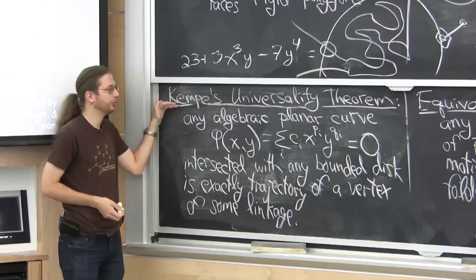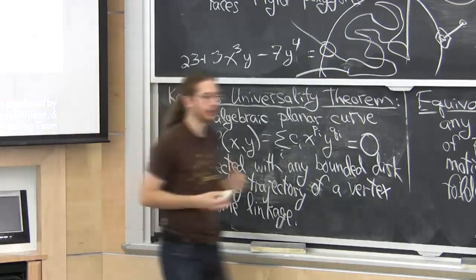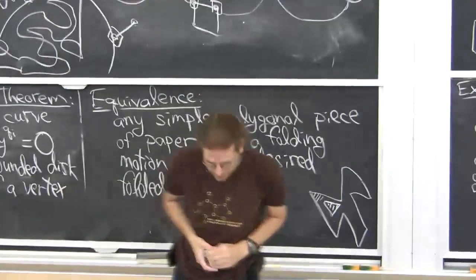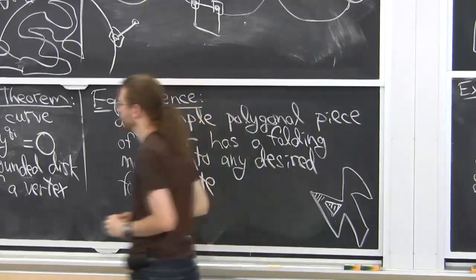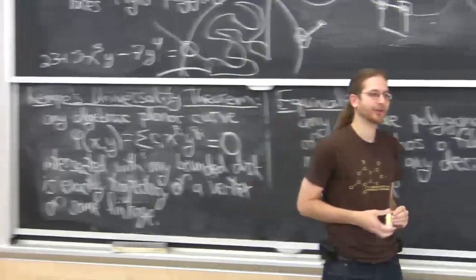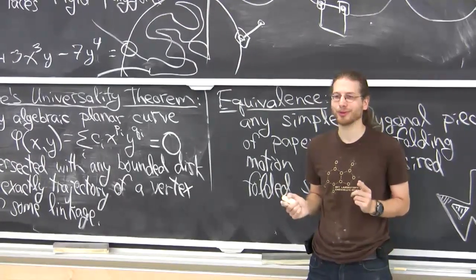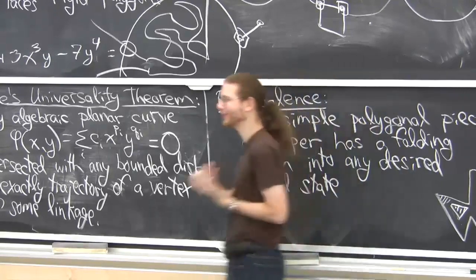I like to call it Kempe's Universality Theorem because Kempe wrote a paper about it in 1891 or so. Ooh, 1876, even earlier. He didn't really prove the theorem, though. Kempe is quite famous for two wrong proofs of theorems. But the theorems are true.